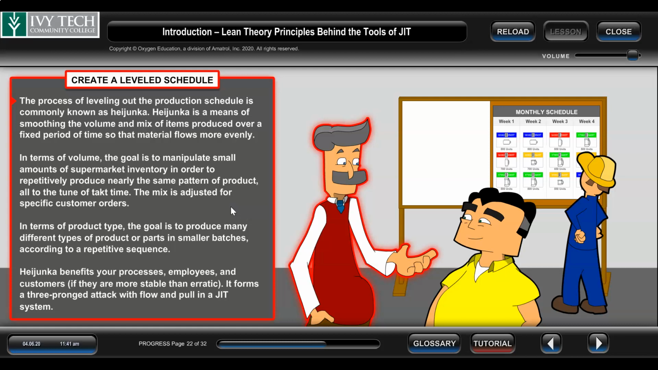In terms of product type, the goal is to produce many different types of product or parts in smaller batches according to a repetitive sequence. Heijunka benefits your processes, employees, and customers if they are more stable than erratic. It forms a three-pronged attack with flow and pull in a JIT system.